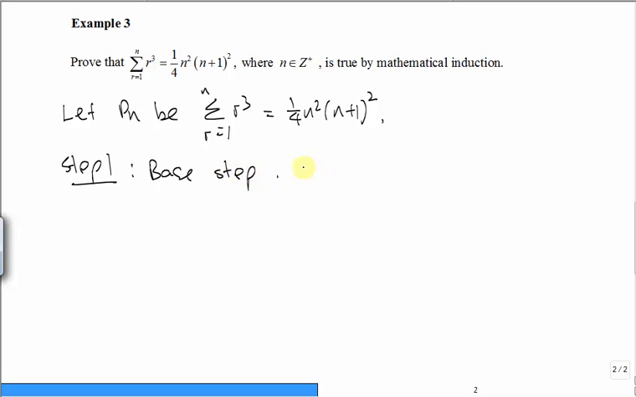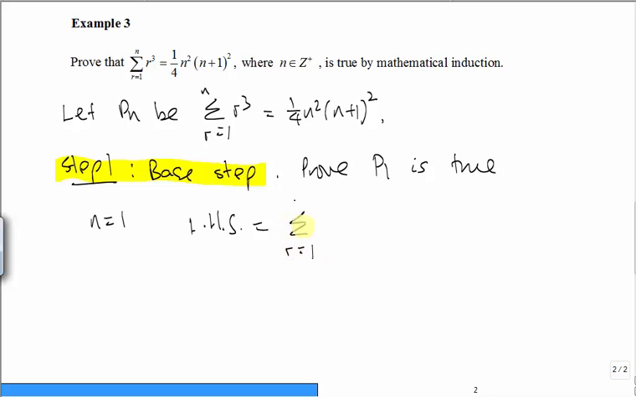we prove that P1 is true. So this is step 1. P1 is true, that means n will take the value of 1. The left hand side of the expression, the n takes the value of 1. So the summation will be r starting from 1 and n at 1, r cubed.